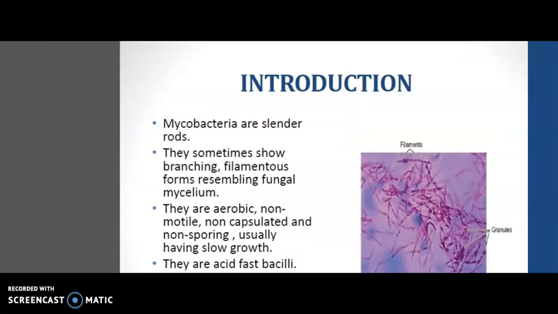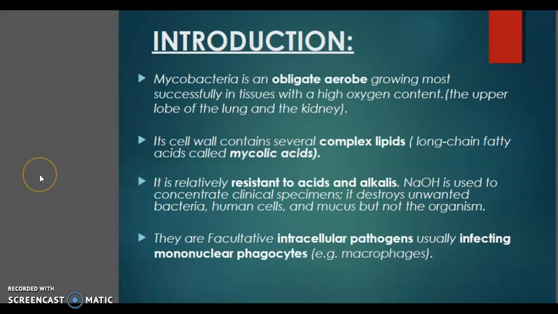Mycobacteria are slender rods, and they sometimes show branching filamentous forms resembling the fungal mycelium. They are aerobic, non-motile, non-capsulated, and non-sporing, and they usually have a slow growth, and they are usually acid-fast bacilli. It is an obligate aerobe, growing most successfully in tissues with a high oxygen content, usually the upper lobe of the lung and the kidney.